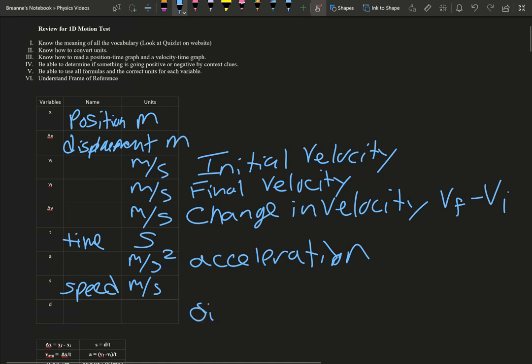d is distance. That's also measured in meters. And the big difference between distance and displacement is that displacement has a direction, distance does not.